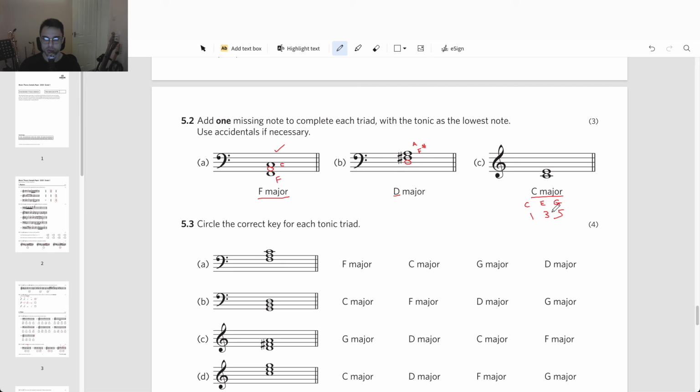Okay, so we know the notes we need. Let's see what we've got. What's this note? What do we call that? That is C. Good. What is this one? Bottom line, treble clef. That's an E. So we've got a C, we've got an E. We just need to add a G. There's a nice spot there for our G to go. And we've got our C major, D major, and F major triads.